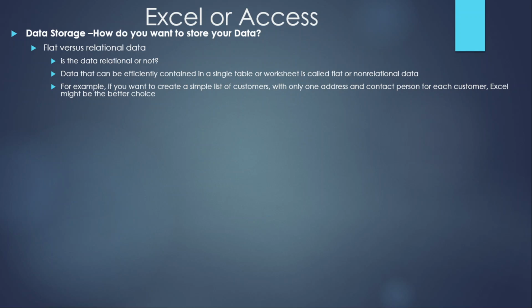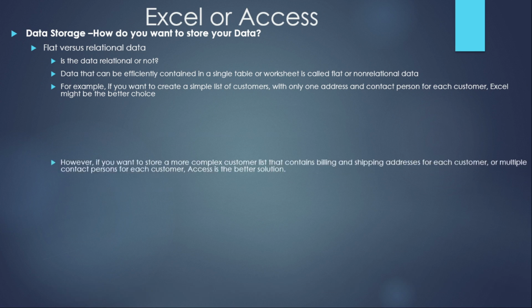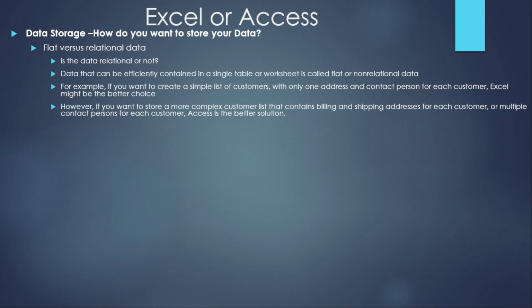So data that can be efficiently contained in a single table or worksheet is called flat, like I've explained. For example, if you want to create a simple list of customers with only one address and contact person for each customer, Excel might be the better choice for you. However, if you want to store a more complex customer list that contains billing and shipping address for each customer, or multiple contact persons for each customer, Access is a better choice.